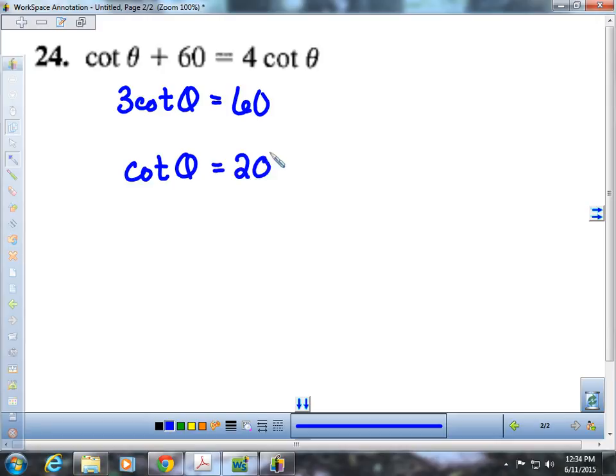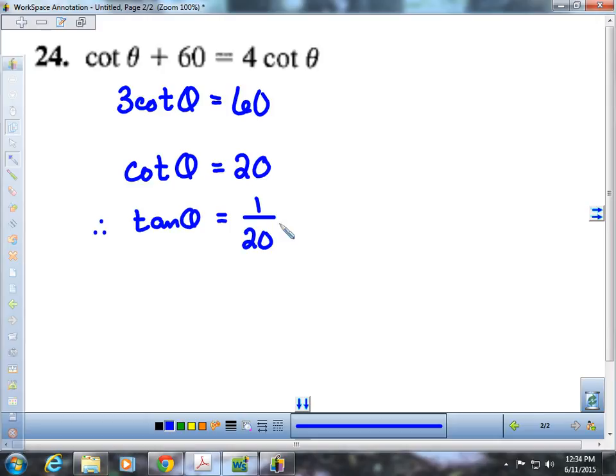20. Okay? And now we're to the point where we want to undo the trig function, right? But do we have an inverse cotangent? We do not. We've got to make a relationship change here. If cotangent is 20, then what is the basic trig function that we know? Tangent theta. Tangent theta is the what of cotangent theta? Reciprocal. So if cotangent is 20, then tangent's got to be 1 over 20.